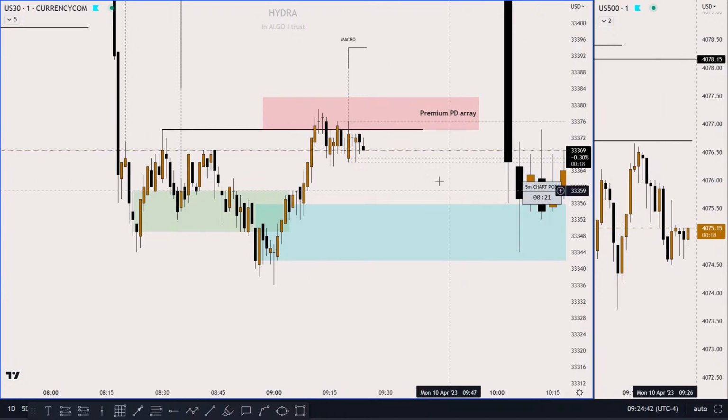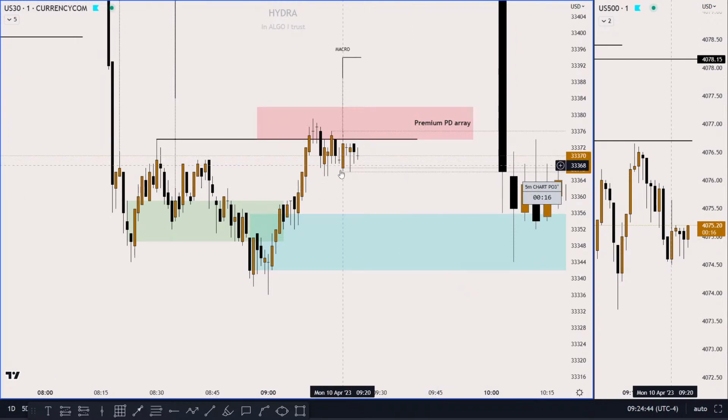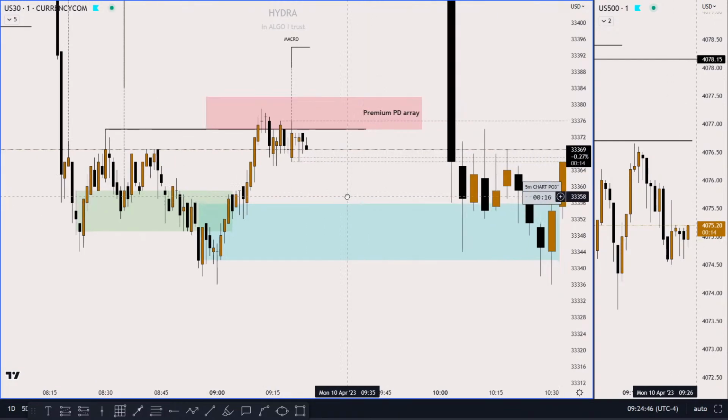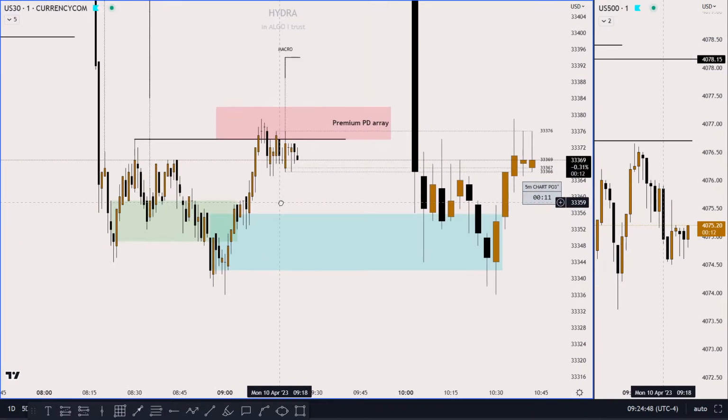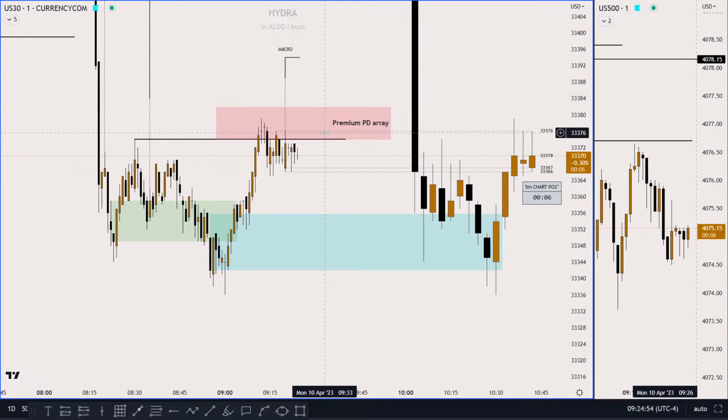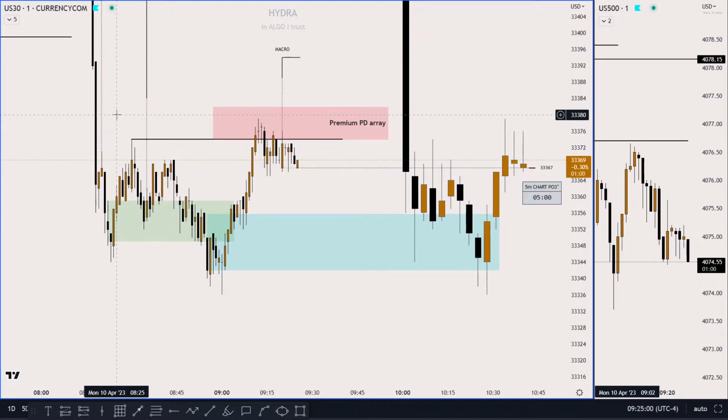And for a high probability setup, we want to see price in a low resistance liquidity run. So I'm just going to be very cautious. Let's see what price does. Yes, US30 does look good for a potential setup.